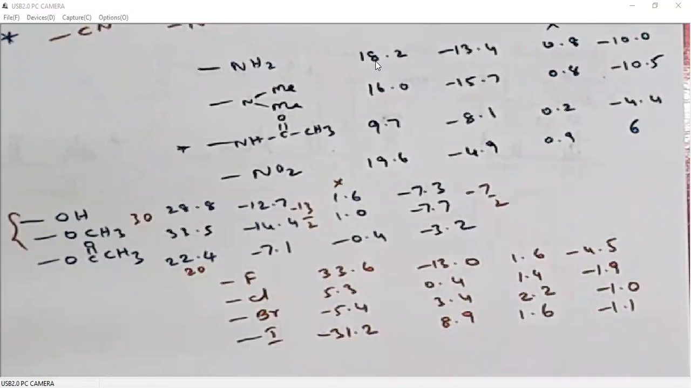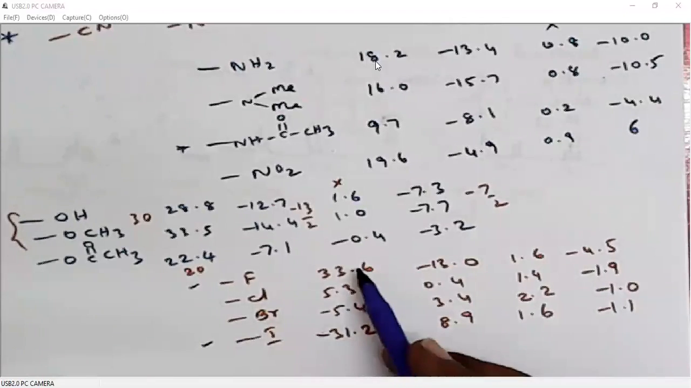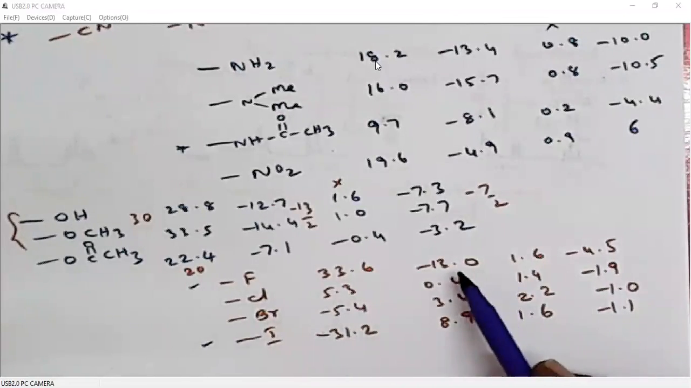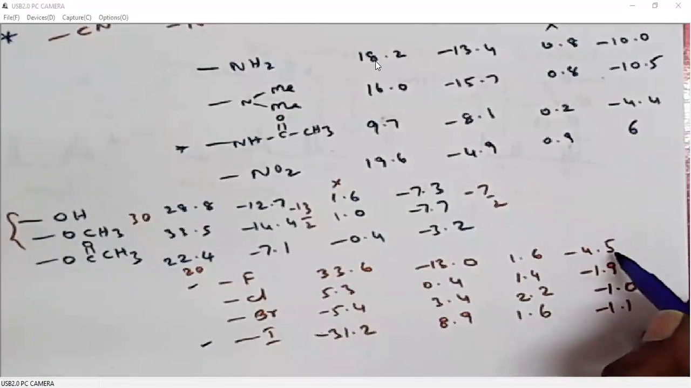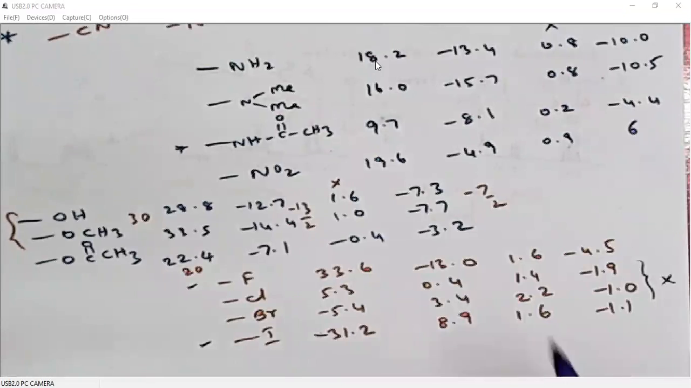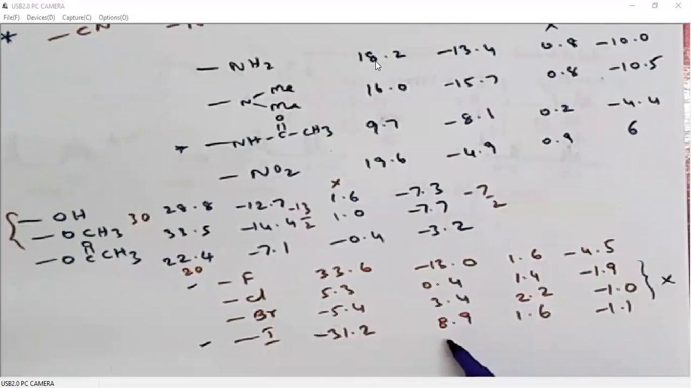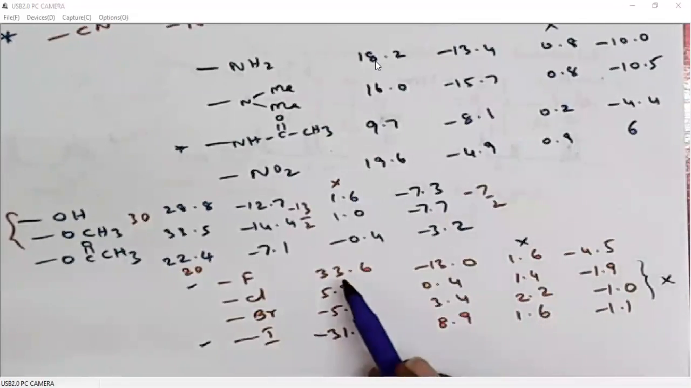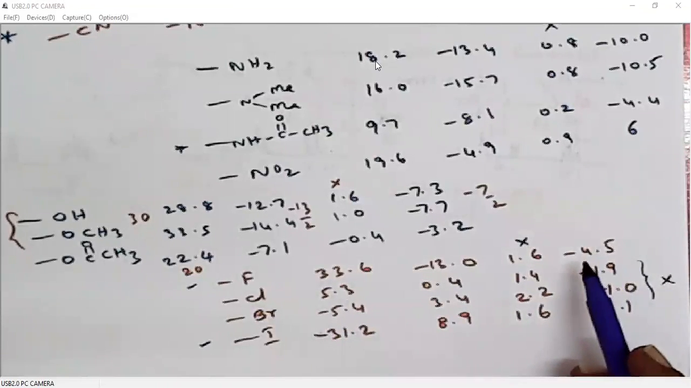Here you just remember the values of fluorine and iodine. Both are minus 30. At para we can ignore. For fluorine it is minus 4.5, but for others we can ignore. Then for fluorine ortho it is minus 10, for iodine it is plus 10. Meta also we can ignore, right? So for fluorine and iodine, 30, minus 10, minus 5, or you can ignore it.